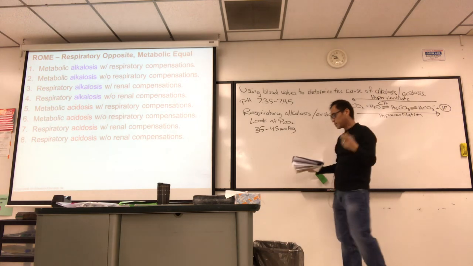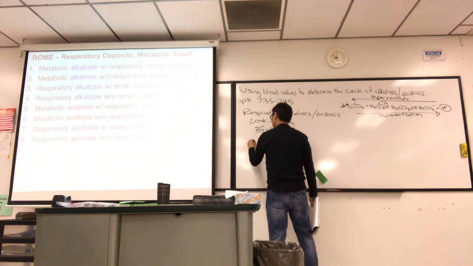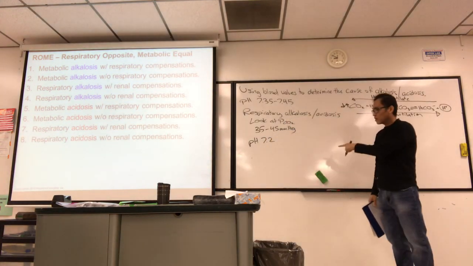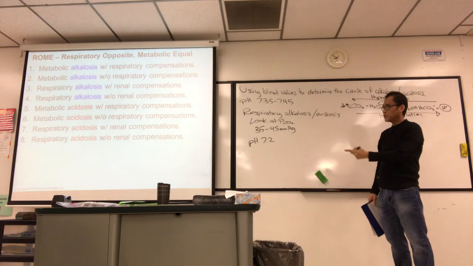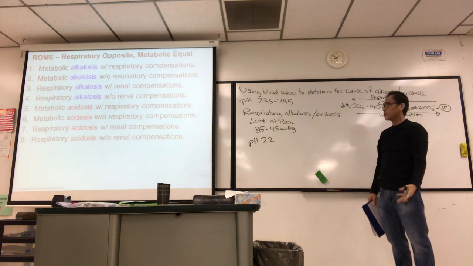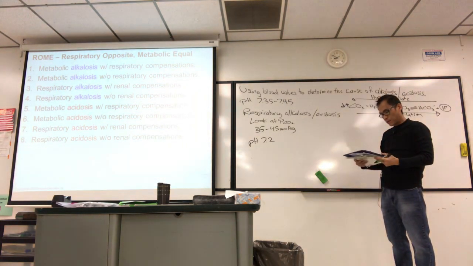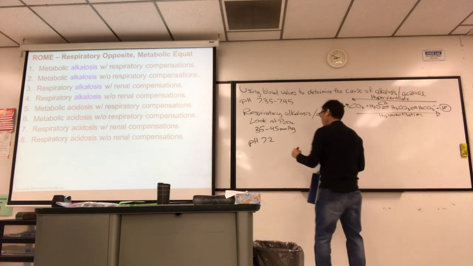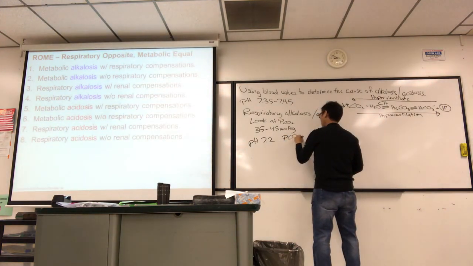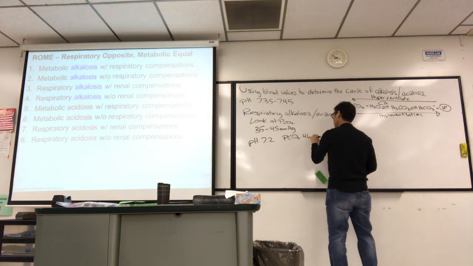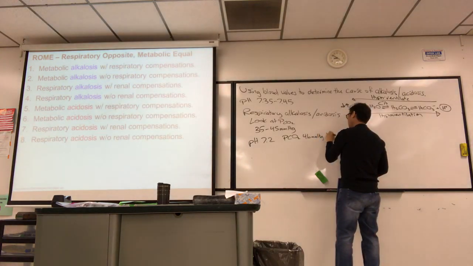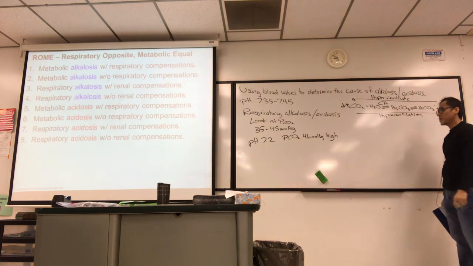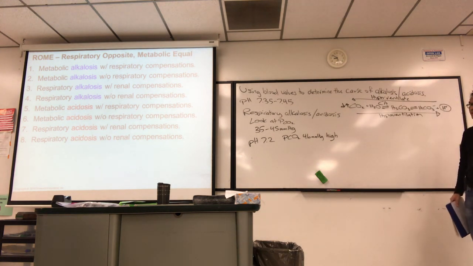So basically, say for example, you have a low pH, 7.2. Question. That's the blood value. Acidosis or alkalosis? Acidosis. Okay, I'll just tell you, or let's say it's a respiratory cause, you would expect the PCO2 to be high. Say 46. The pH is low, PCO2 is high.